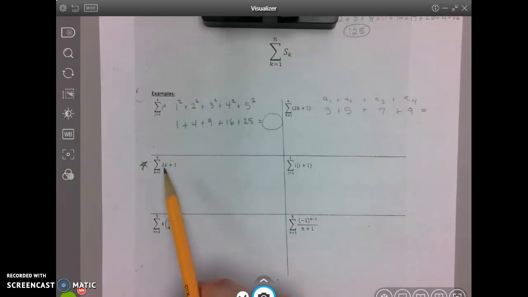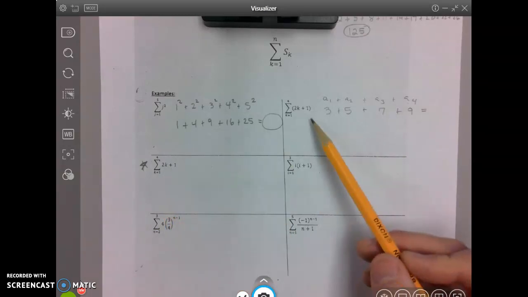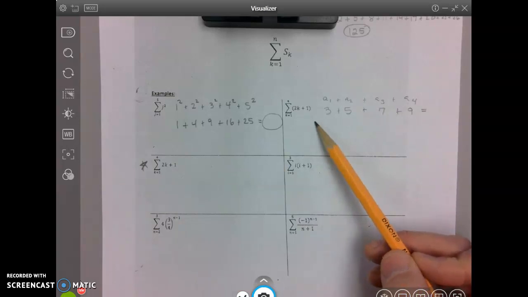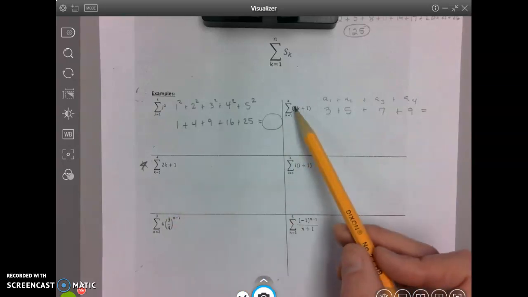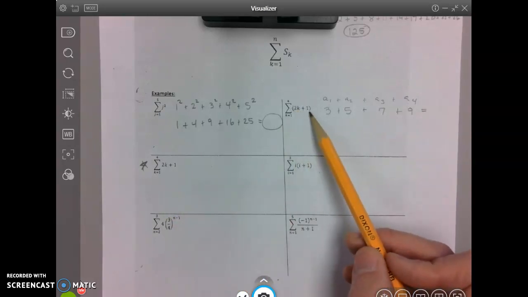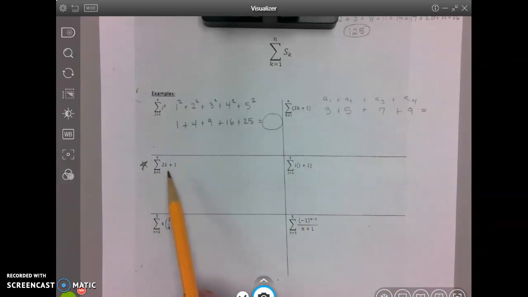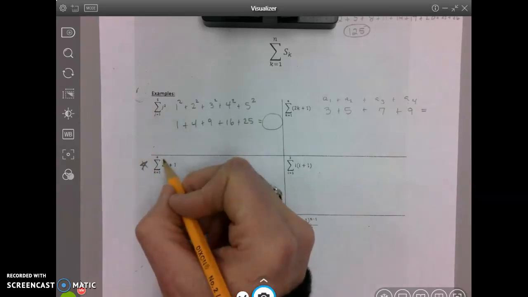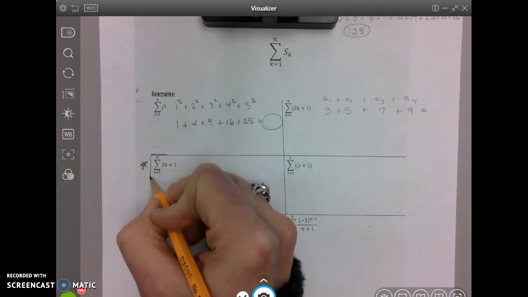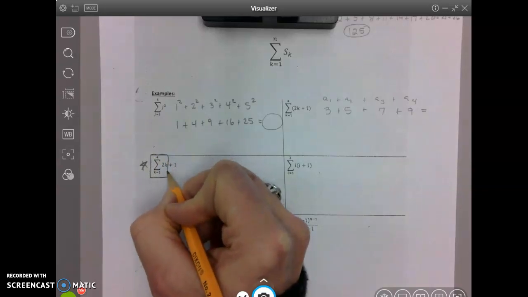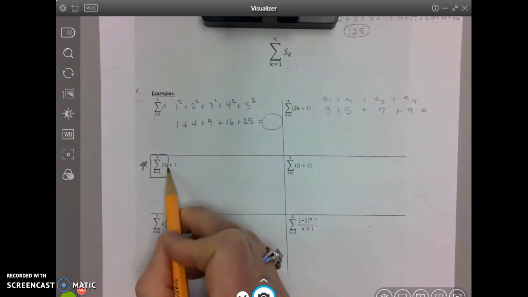Now, when we come to this example, you might be thinking, well, this is the exact same example as this one. It does look like it, but the difference is the parentheses. These parentheses tell us that the rule for the sequence is 2k plus 1. Because there is no set of parentheses here, what that means is that the rule for the sequence is simply 2k, and then at the very end, we're going to add 1.